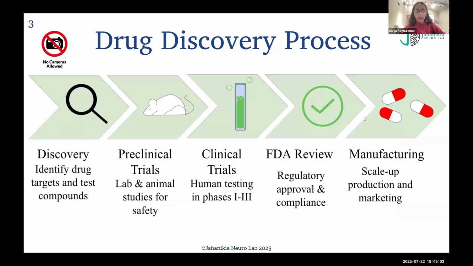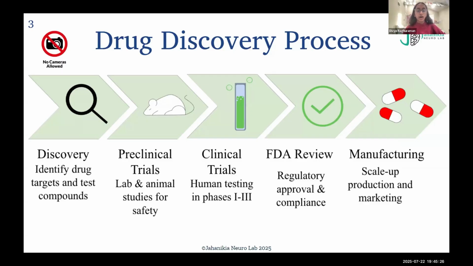Next, a little bit about the drug discovery process. The drug discovery process has 5 main stages, as shown on the screen. The stages are discovery, preclinical trials, clinical trials, FDA review, and manufacturing. The first stage is discovery. In this stage, drug targets are identified and compounds are tested. This is the first stage of the drug discovery process.